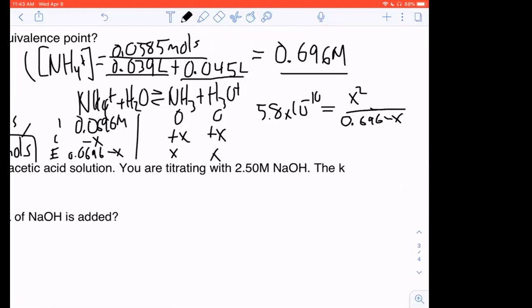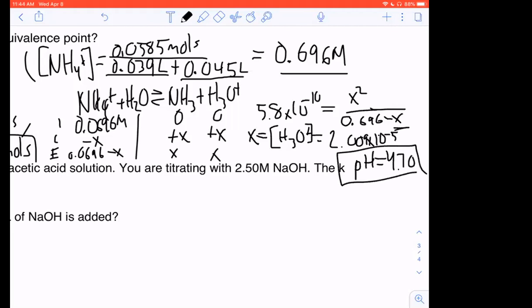Remember, when this value is really small, you could assume that this x value here is not there and just do x squared over 0.696. That's up to you, though. I still like to do this because it helps me keep track of where I am. You get that x, which is also the H3O plus concentration, equals 2.009 times 10 to the minus 5. And the pH is the negative log of that, which equals 4.70. So this should be the answer you get for this problem.